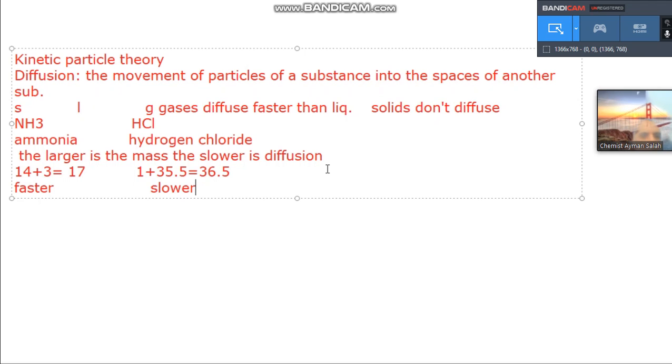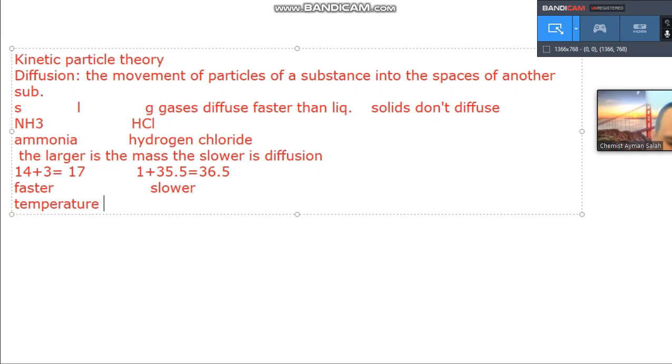We put them at the same temperature. Why? Because temperature can increase diffusion. So increasing temperature increases diffusion. So we put them both at the same temperature, and we put them in a tube, in a closed tube.